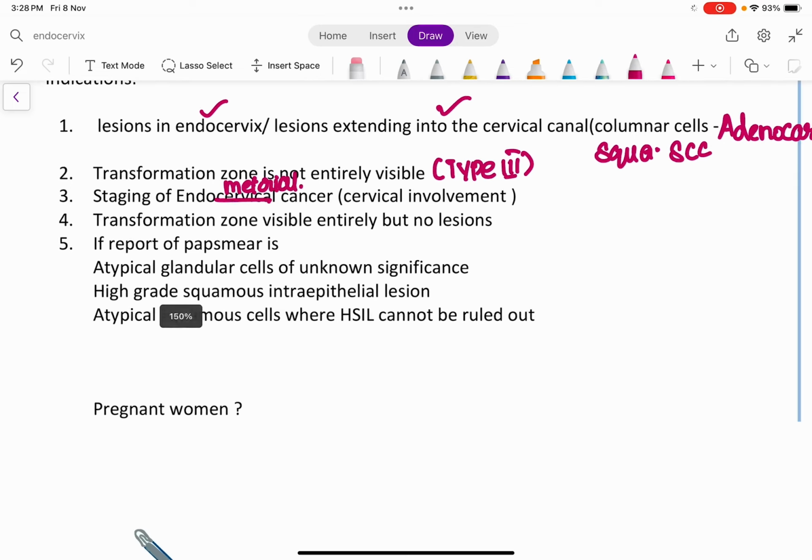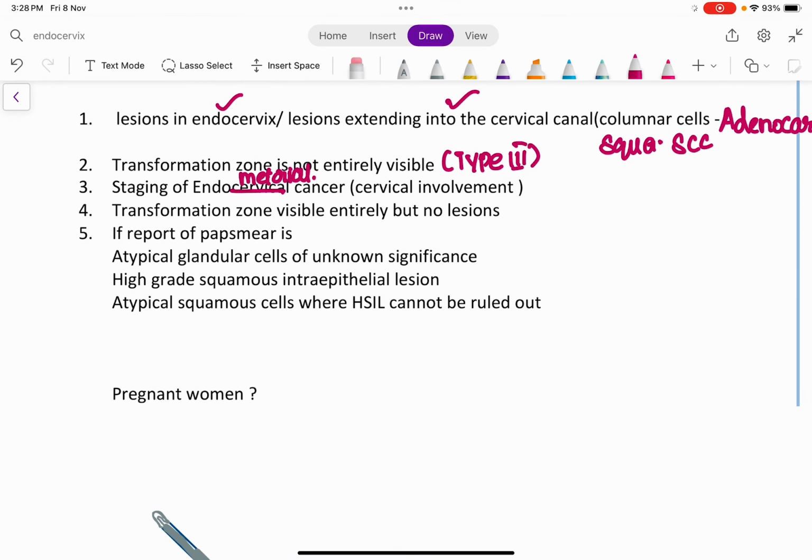Okay. And then, as we all know, the pap smear report comes as atypical squamous cells of unknown significance, or atypical glandular cells of unknown significance. In specific reports, you have to do this endocervical curettage, and those are atypical glandular cells of unknown significance. What do you mean by glandular cells? Glandular cells are nothing but the columnar cells. And we all know the columnar type of epithelium is situated only in the endocervix. Therefore, if the pap smear report comes as atypical glandular cells of unknown significance, which is a screening test, you have to do endocervical curettage.